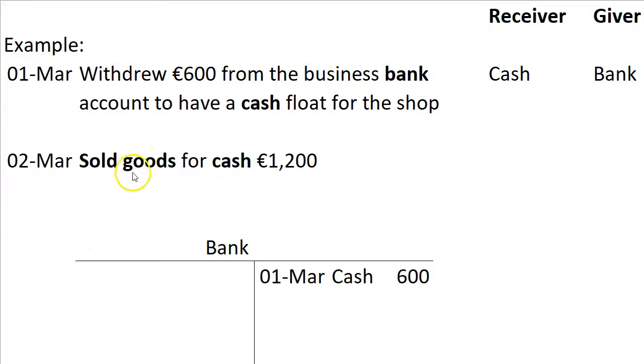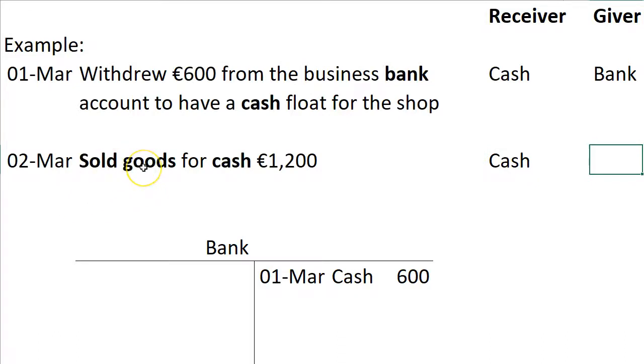Like I said, normally the name of the accounts they're in the transaction. So definitely we sold goods for cash. So we need to record the business is receiving cash. So it's receiving cash, so that'll be the receiver. So cash on the left-hand side is going to be hit. And the giver account is going to be the sold goods.